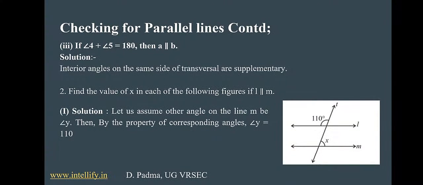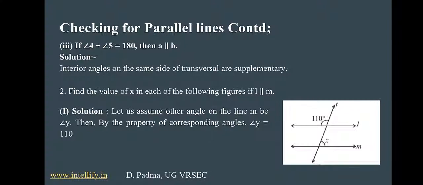And the next one is, find the value of x in each of the following figures if L is parallel to M. Here they gave two parallel lines, so we have to find the value of the angles. Solution: let us assume the other angle on line M is angle y. By the property of corresponding angles, angle y equals 110 degrees.